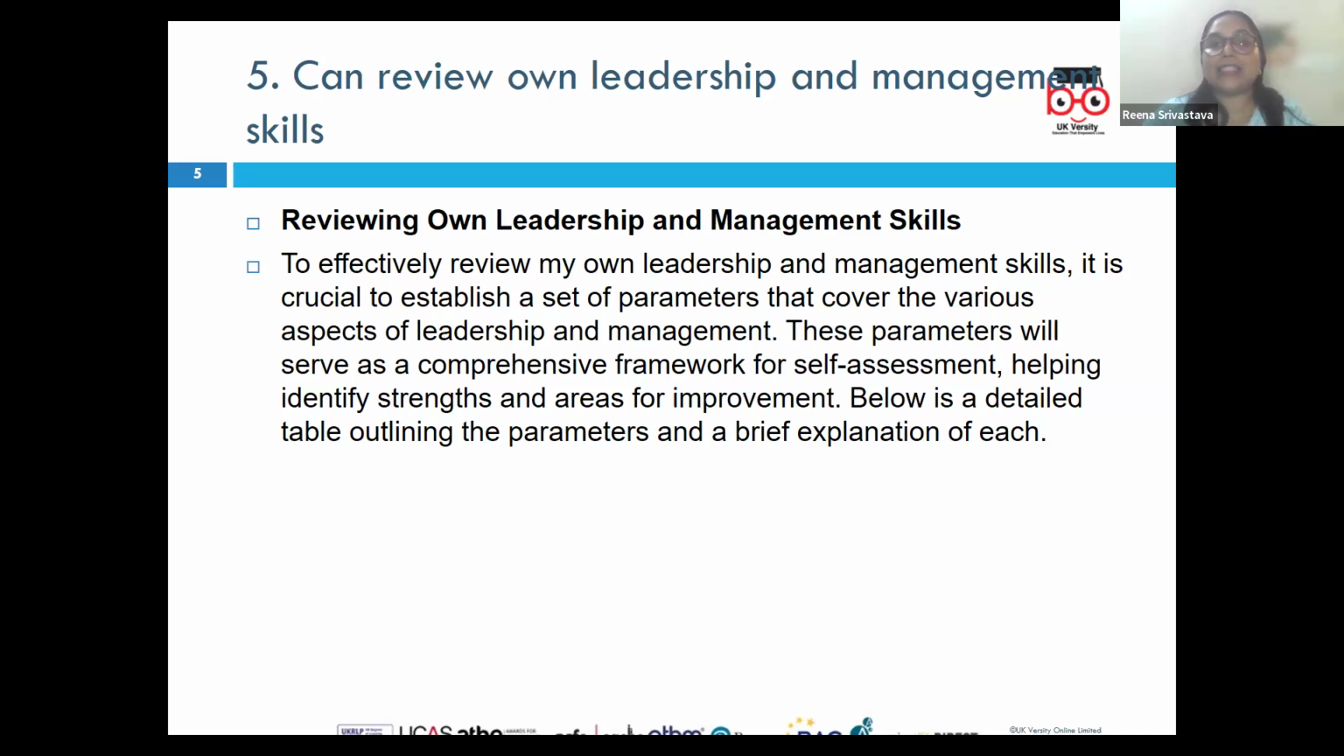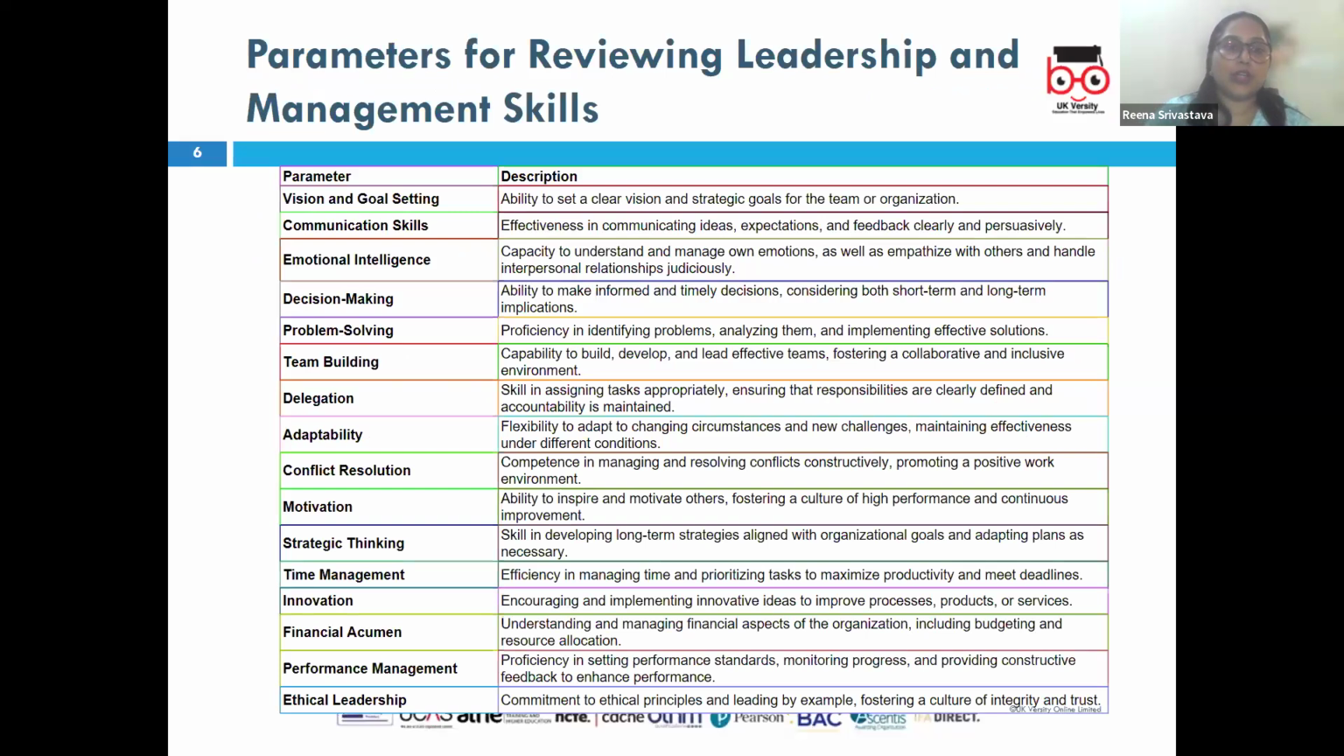When you are analyzing personal leadership and management skills, there are several parameters that are important to assess. Here we have a list of parameters. You can see there is a table given to you in which there are parameters and the description.